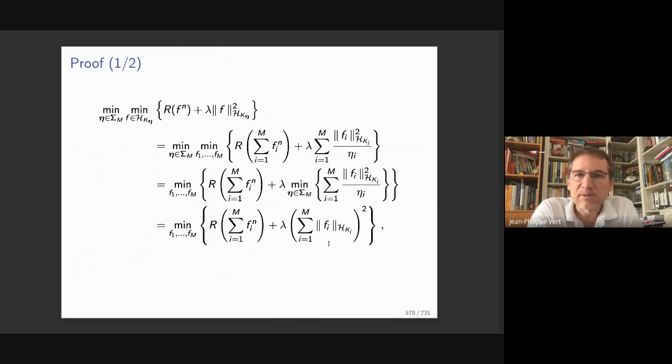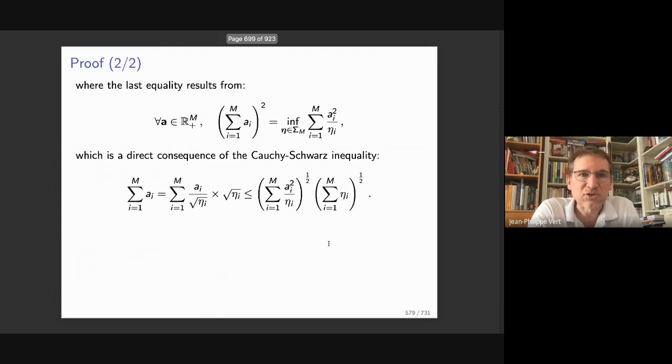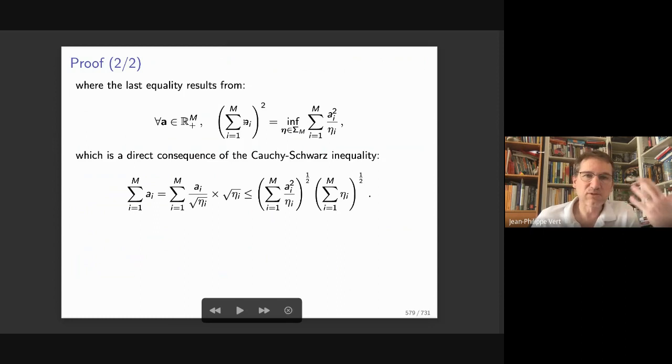Right? So let me just add to this the eta trick. If it's the first time you see it, just try to prove it. It just says that for any set of functions, it's not related to the fact that you have norms, etc. It's just that for any vector of non-negative numbers a_i, you can check that the square of the sum can be written in some variational form as the infimum over the simplex of the sum of a_i squared over eta_i, and this is just a direct consequence of the Cauchy-Schwarz inequality.